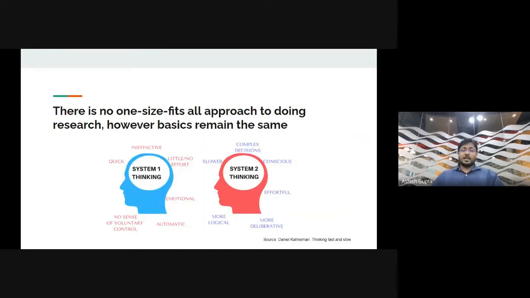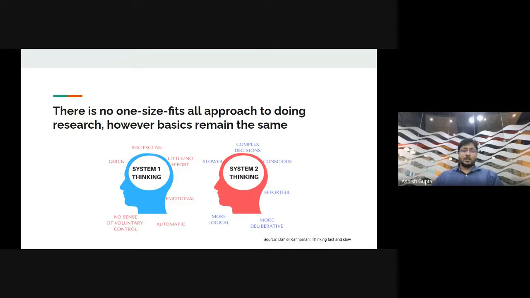There's, like I said, no one-size-fits-all approach for doing research. The technologies and techniques used to do market research have evolved over the years, like we saw in the previous slide. But the ways of understanding the consumer, the competitors, or the category itself are the same. The basics are the same, and there's no shortcut to understanding it.